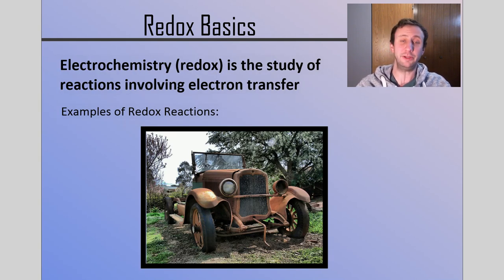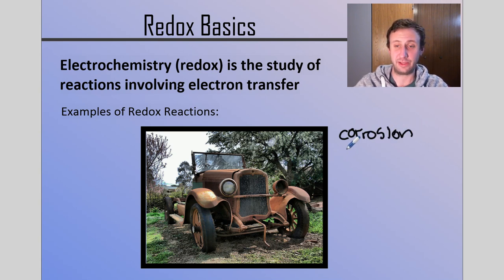So first of all, what we're actually learning about right now is electrochemistry or redox. And this is the study of reactions involving electron transfer, so electrons moving from one thing to another thing. So some examples of redox reactions. Let's see if I can use my pen here to get this going. So one that's actually shown to the left there is corrosion. I think I spelled that wrong.